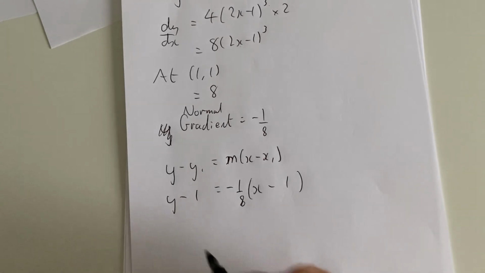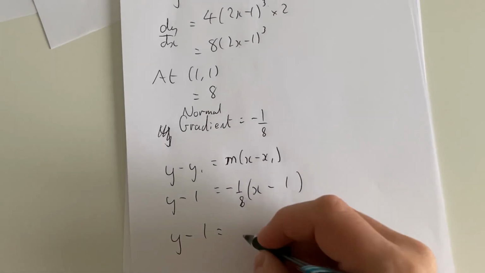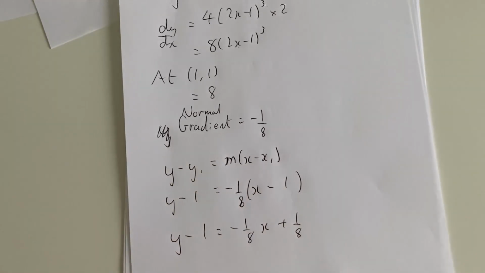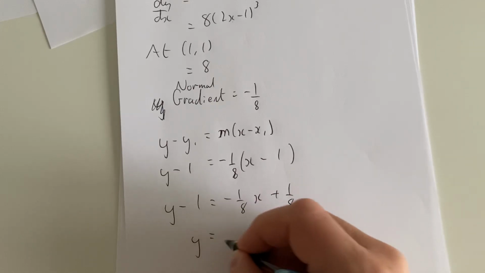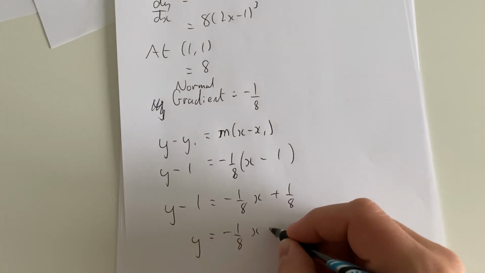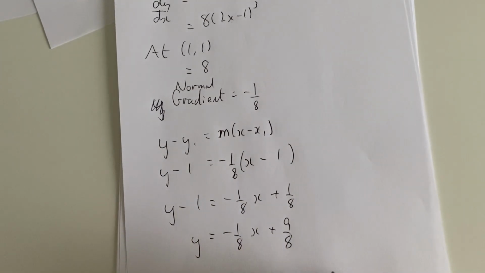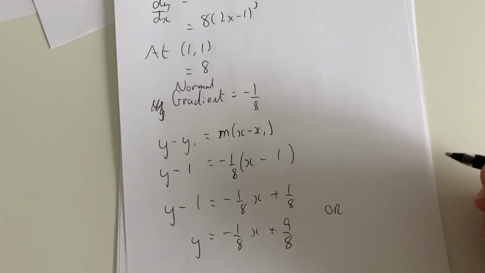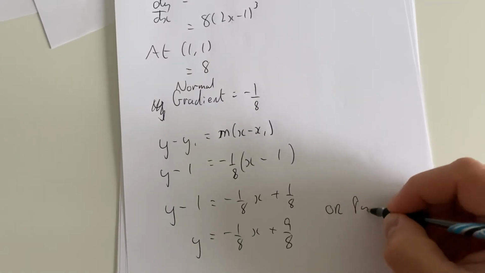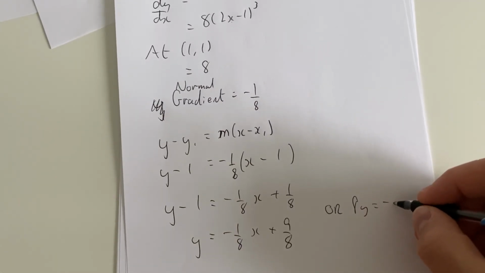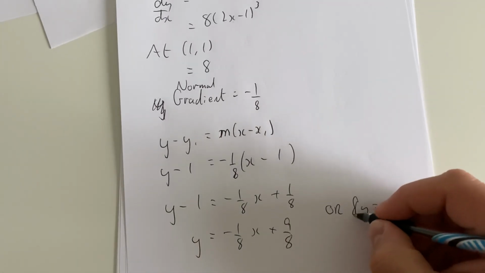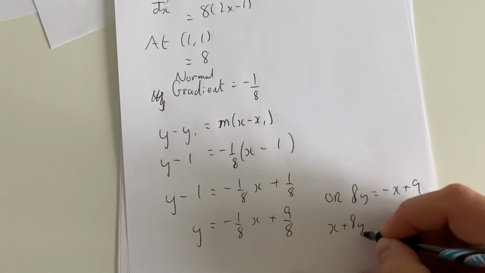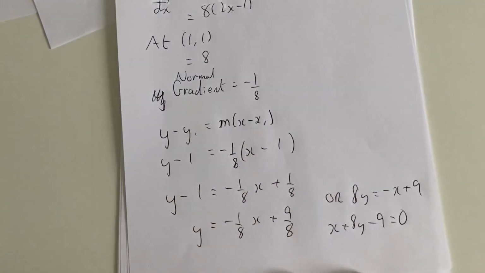Then if we expand that, you get y minus 1 equals minus an eighth x add 1/8. y equals minus an eighth x add 9/8. Or there's various other forms. So you could have 8y equals minus x add 9. Or you could have x add 8y minus 9 equals 0.